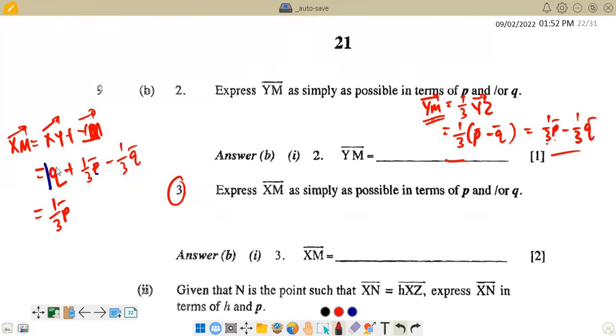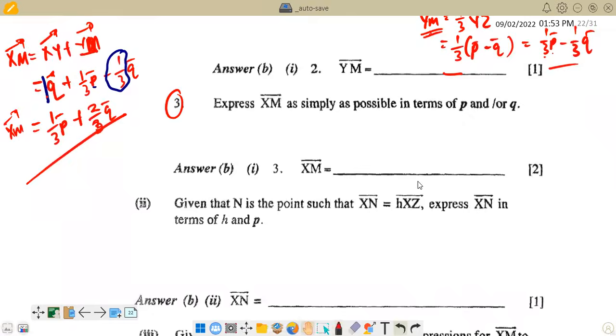So how do you simplify this? You just subtract on your calculator 1 minus 1 over 3. What are we getting? We are getting 2 over 3. So we're going to get 2 over 3 multiplied by vector q. So this is our XM. So take note, guys, be very careful with your answers, because any answer you get you're going to use on the other part. So make sure that your answers are very, very correct.